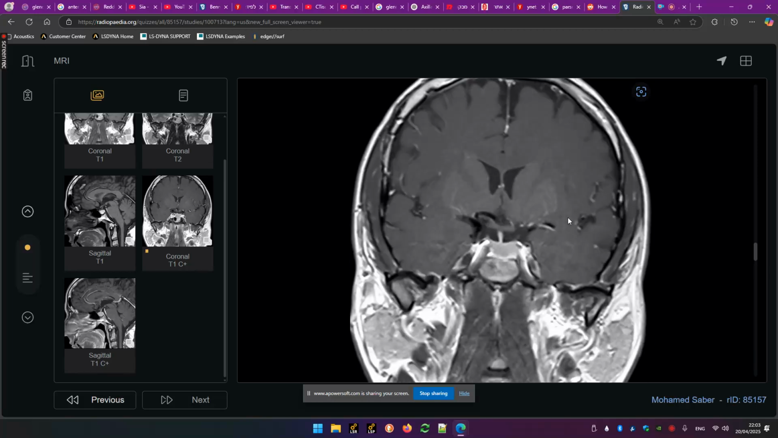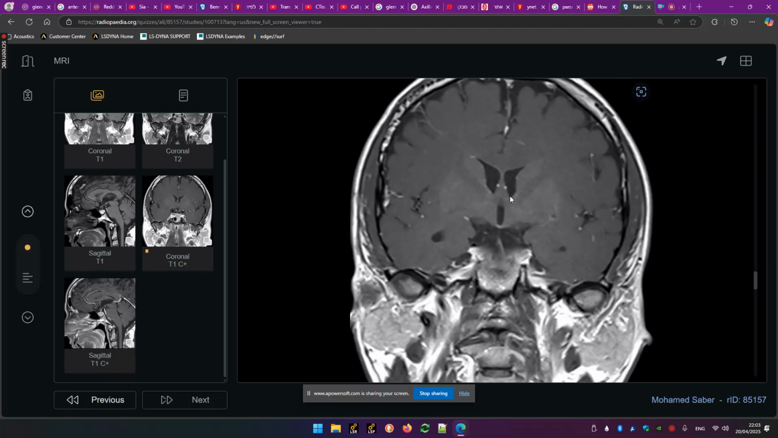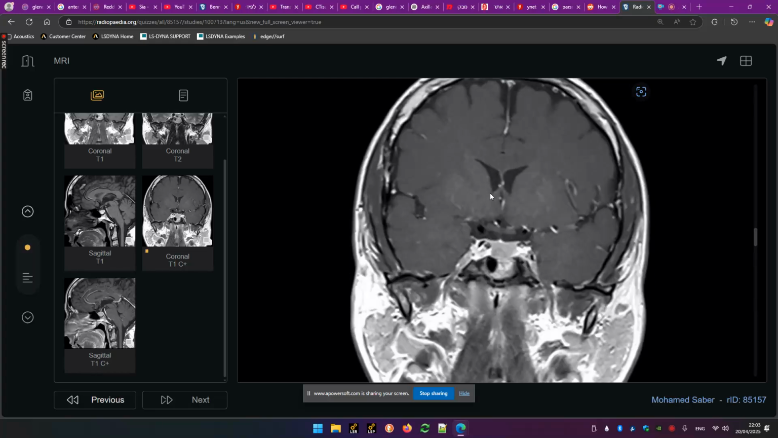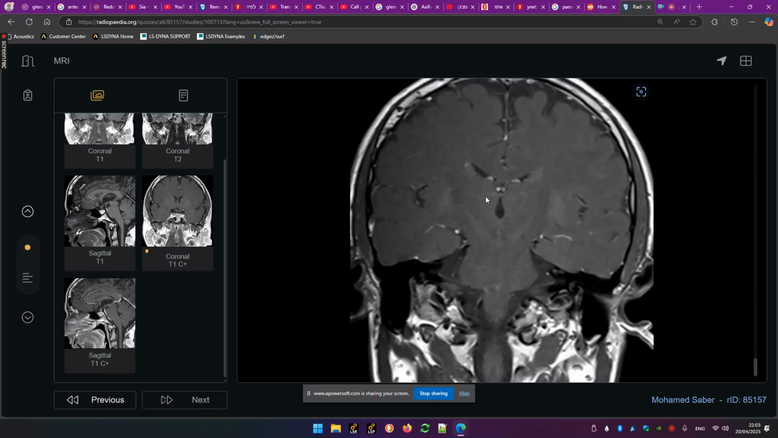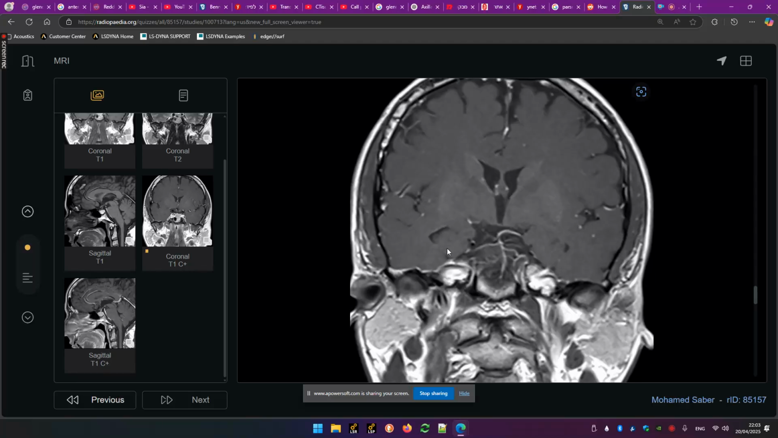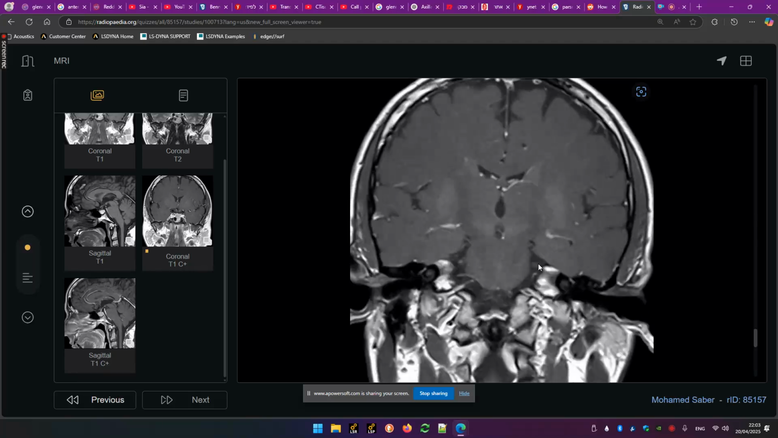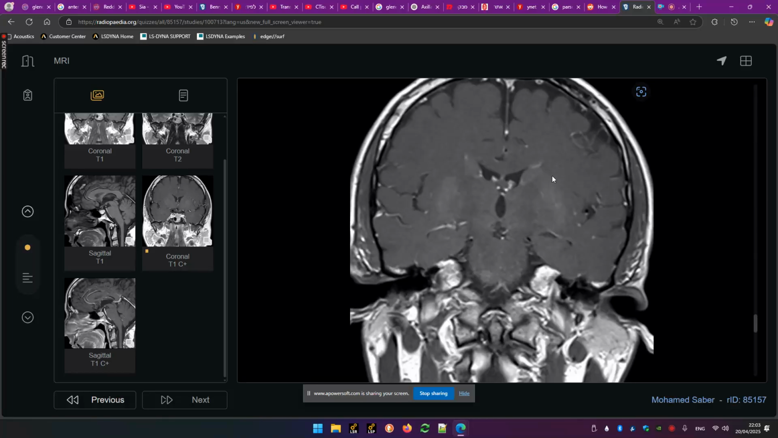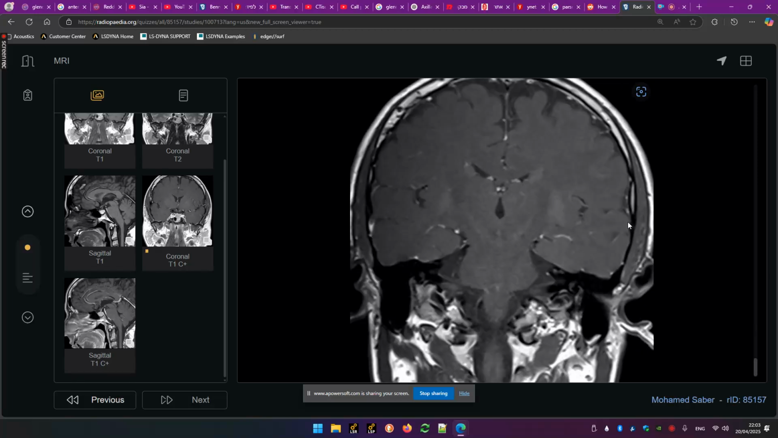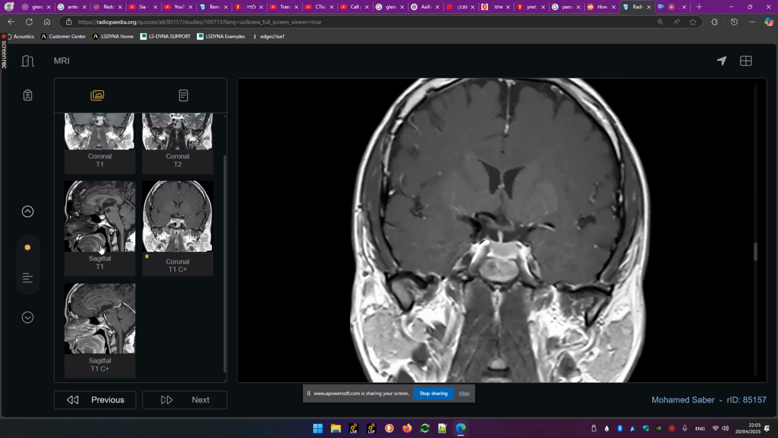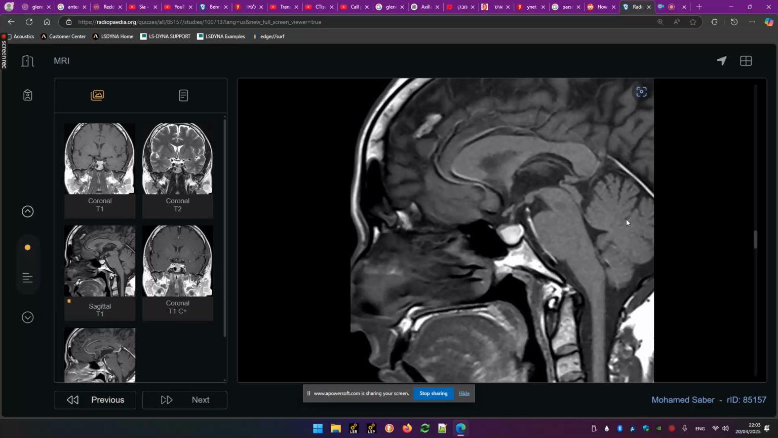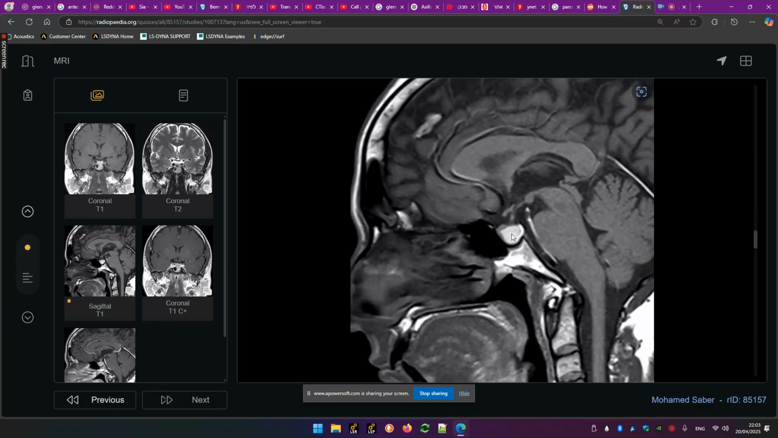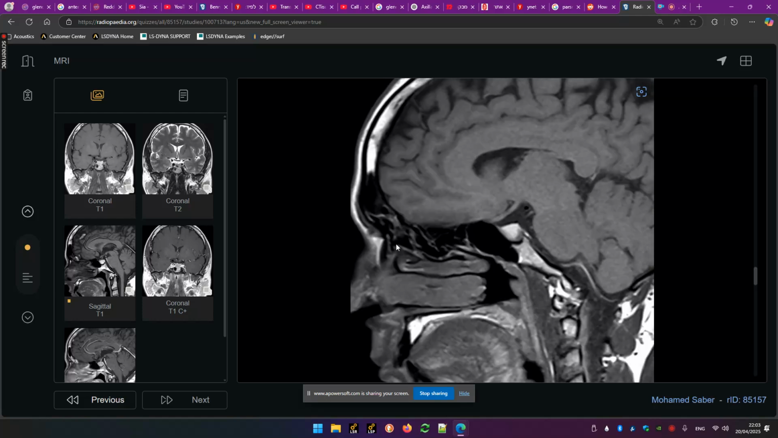We see the basal ganglia right over here. The ventricles look fine. Choroid plexus looks fine. The hippocampi look fine. The meninges look fine. Temporalis muscle. Okay, so let's look at the. Okay, there is something. Wait.